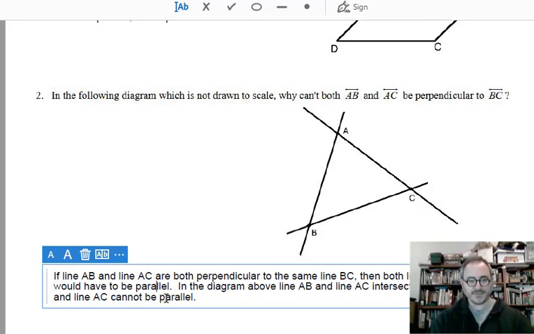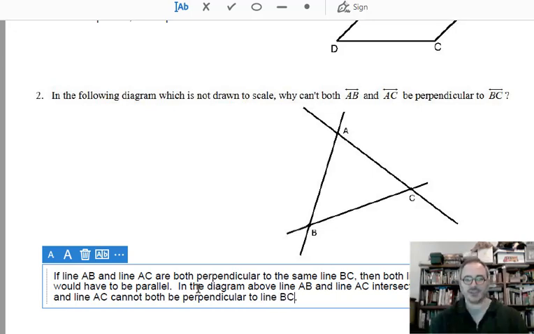Here, let me fix this. I did do a slight goof, and I would like to fix it. Oh, I can fix it. Good. And again, there's this precision of logic that we have to think. I don't want to say, therefore, line AB and line AC cannot be parallel. They intersect, therefore, they cannot both be perpendicular to line BC. Sorry about that.